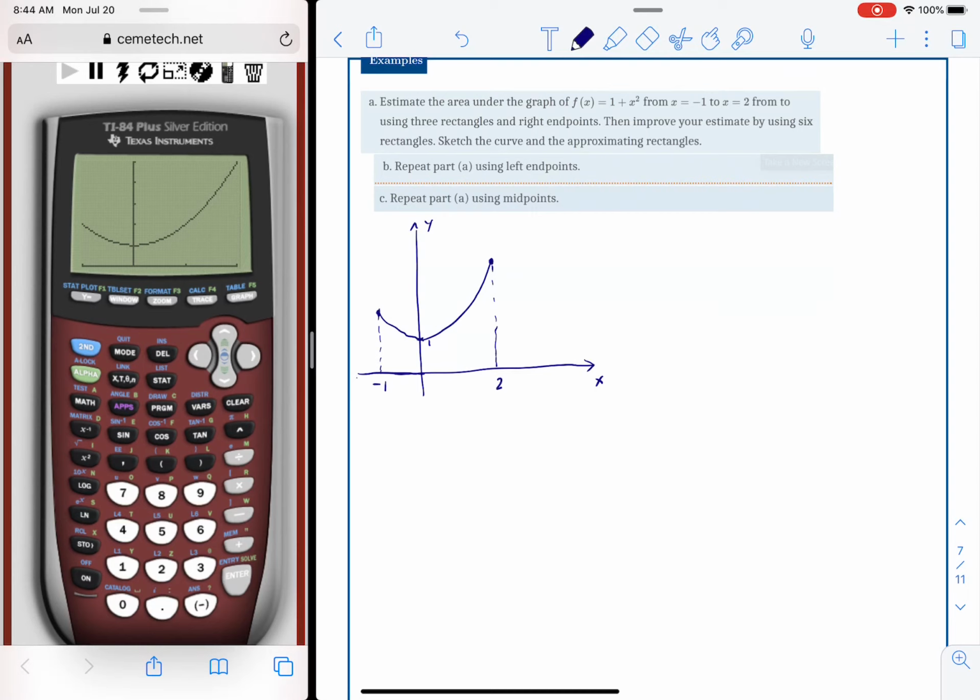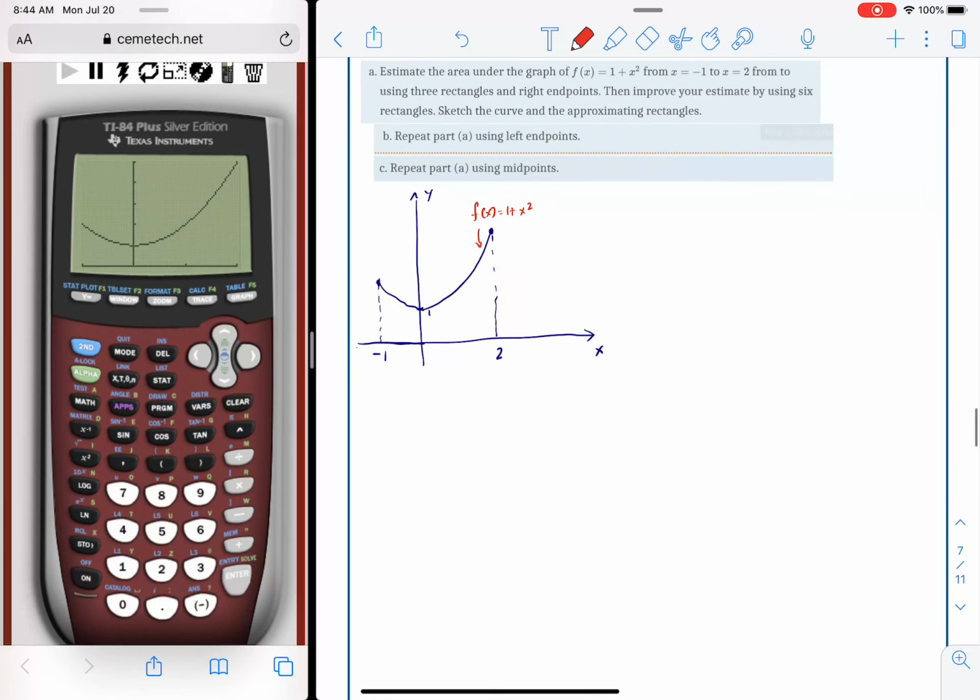And the function in question, f of x, is 1 plus x squared. Now, we want to use 3 rectangles first, which would imply delta x is equal to b minus a divided by 3. So we have 2 minus of minus 1 divided by 3. 3 over 3, we get 1.